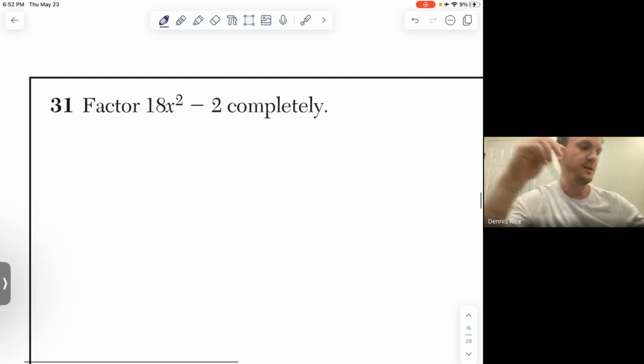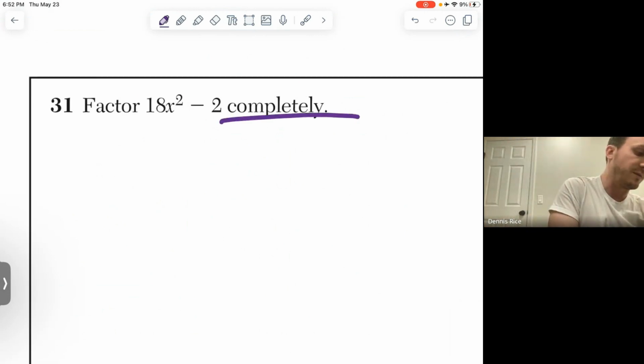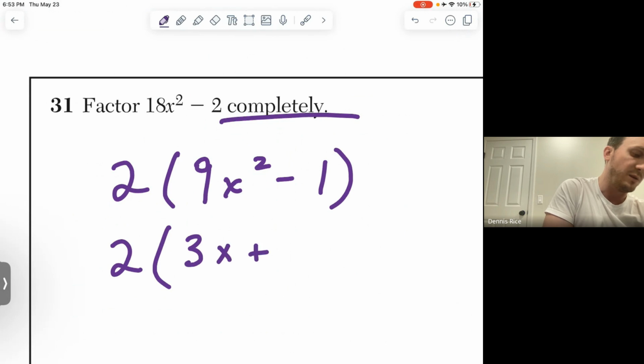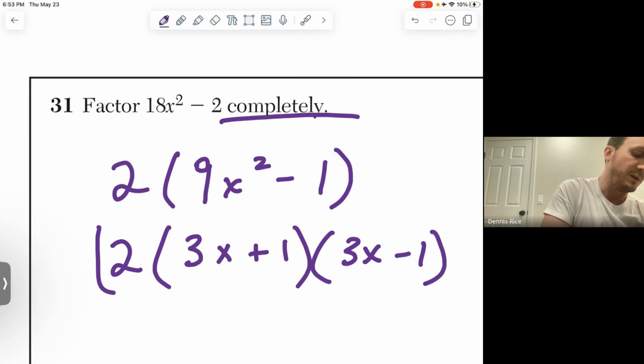Factor completely. Whenever we see this phrase, be suspicious. The only thing you could start with here, this is not a dots problem currently. 18 is not perfect. So I'm going to start with GCF. I'm going to pull out a 2. Now dots is possible. I don't want to forget about the 2, so I'm going to leave that there. And dots says take the square root and put opposite signs in your bubbles. Square root of 1 is still just 1.